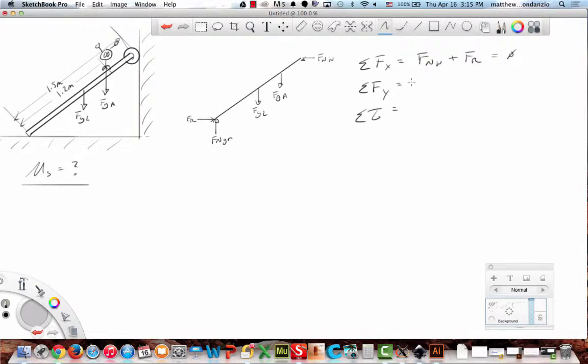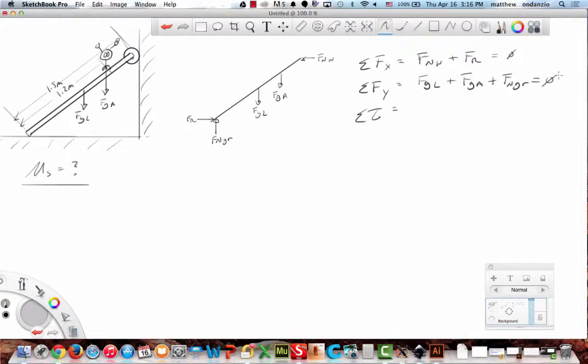What's the sum of the forces in the y? What are my sum of the forces in the y, guys? Your F sub GL and then your F sub GA. Is that all of them? And then your normal force from the ground. Is everyone with me? Okay. Those are also going to equal a net force, and that net force is going to have what value? 0, because we're not moving.